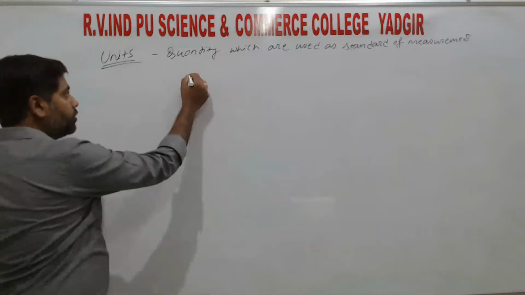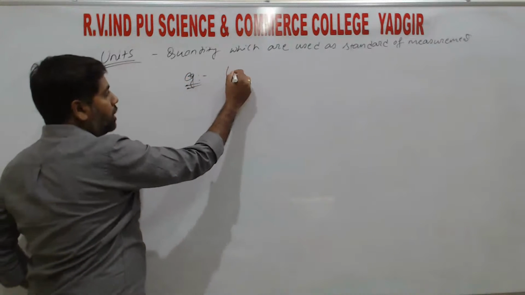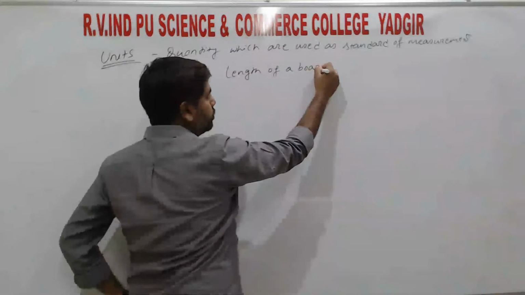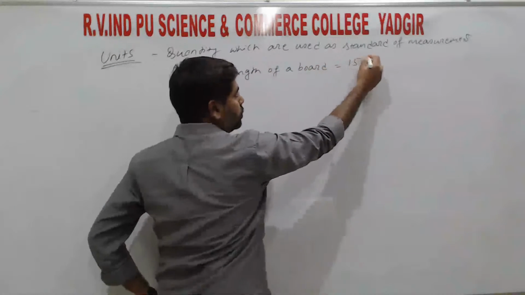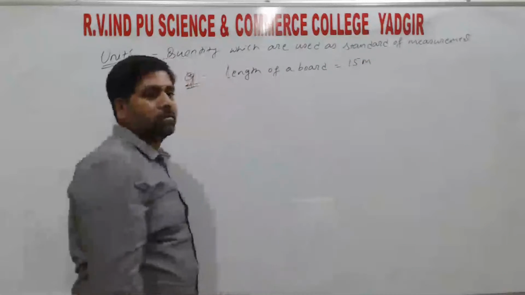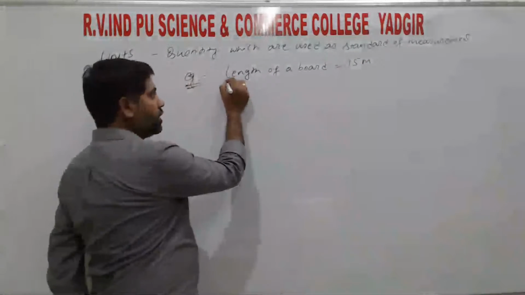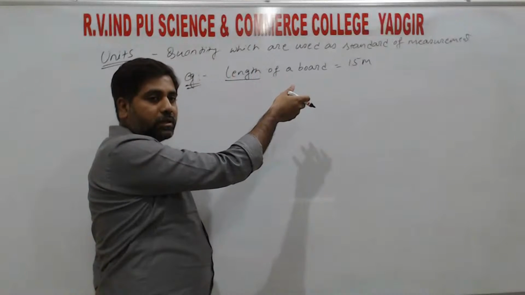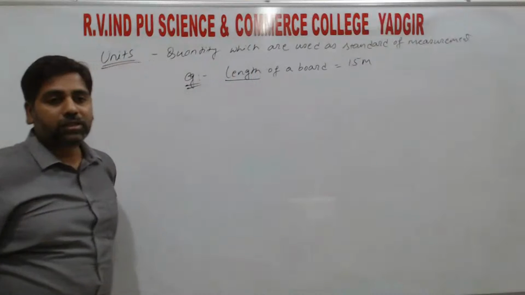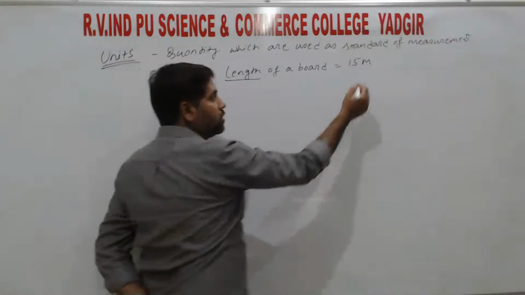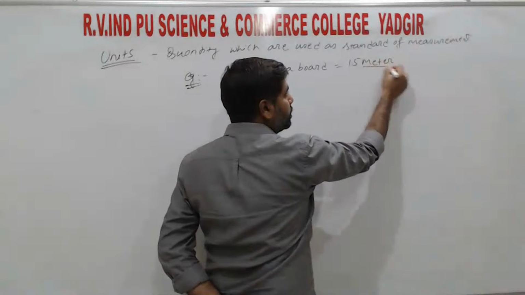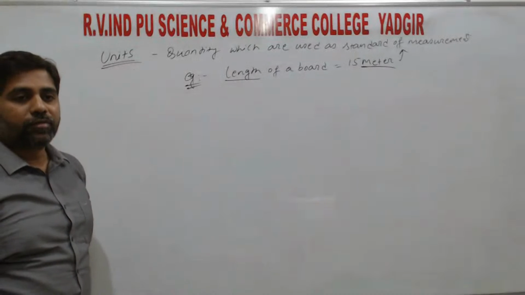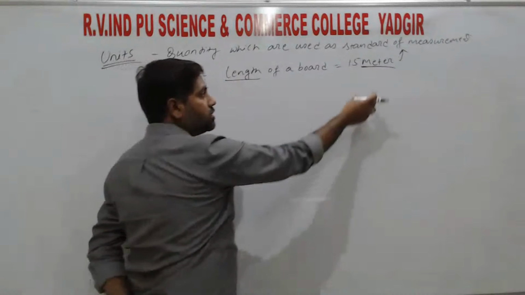So for example, the length of a board is equal to some 15 meters, right? So here length is a physical quantity. This physical quantity we are going to measure by another fixed quantity, that is the meter. So this is the standard of measurement. Meter is the standard of measurement. So in one word we call that a unit.